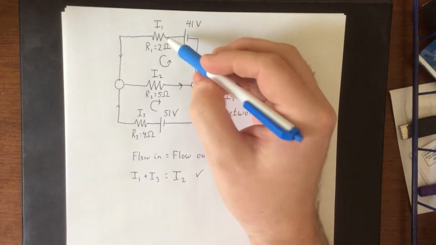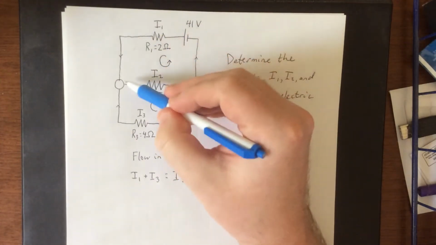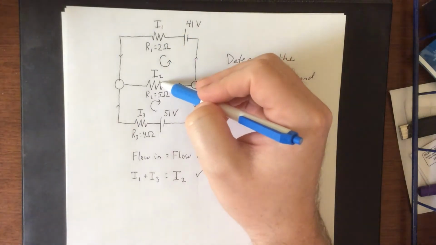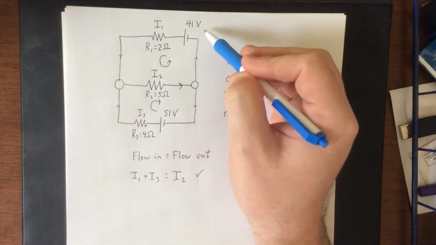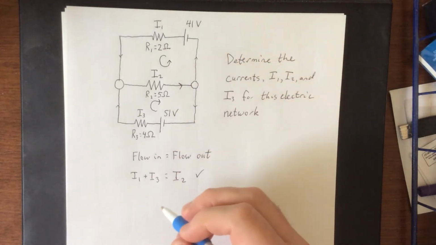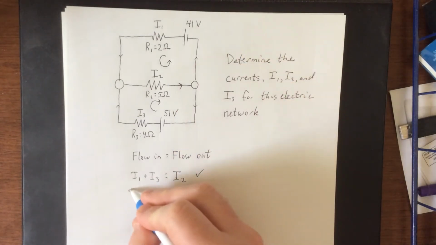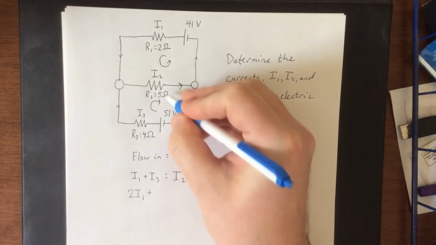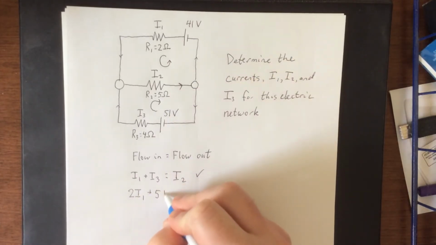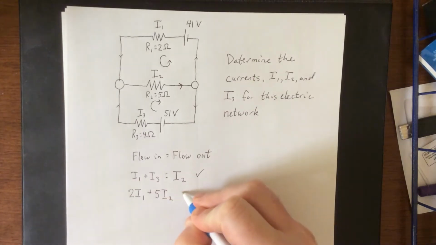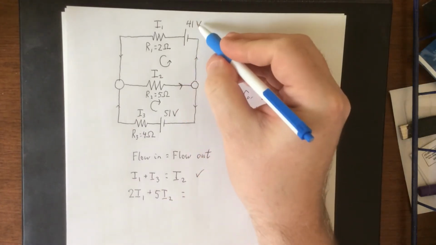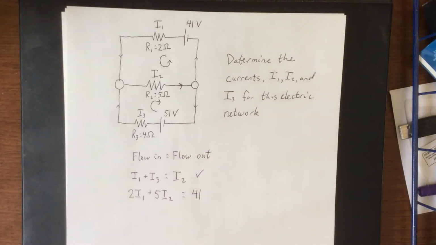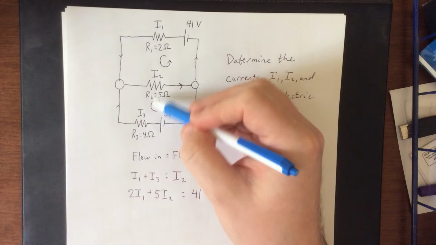So for the upper loop, I see that we have a total of two different resistors. If I take the resistance times the current for each of these resistors, it should add up to the voltage for the battery. So for the upper loop, we're going to have a resistance of 2 ohms times current I1 plus the resistance of 5 ohms times current I2. Those two together should match the voltage of the battery that's on that loop. That's 41.